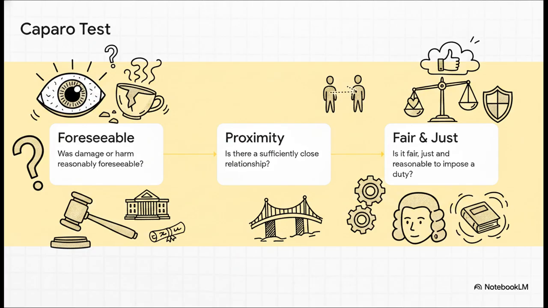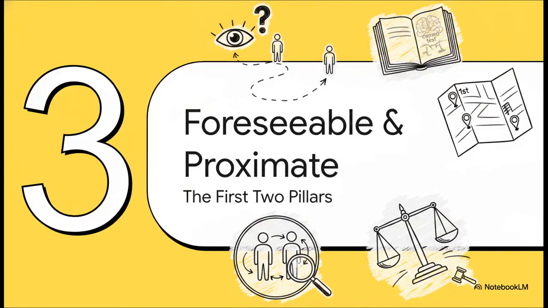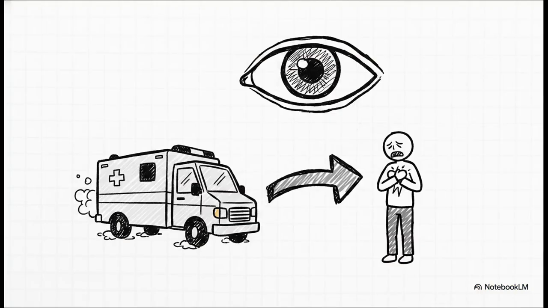Let's break these down. Section 3. Foreseeability and proximity. Let's examine how courts actually test the boundaries of liability in the real world. Pillar 1 asks, could a reasonable person foresee that their actions would cause damage to another? Establishing foreseeability depends entirely on the specific facts of the case.